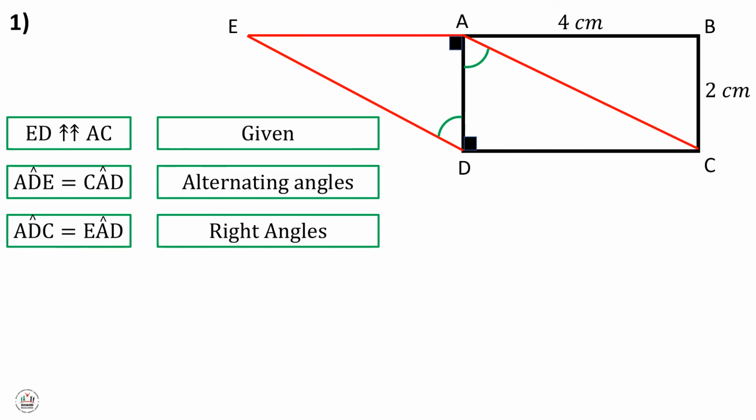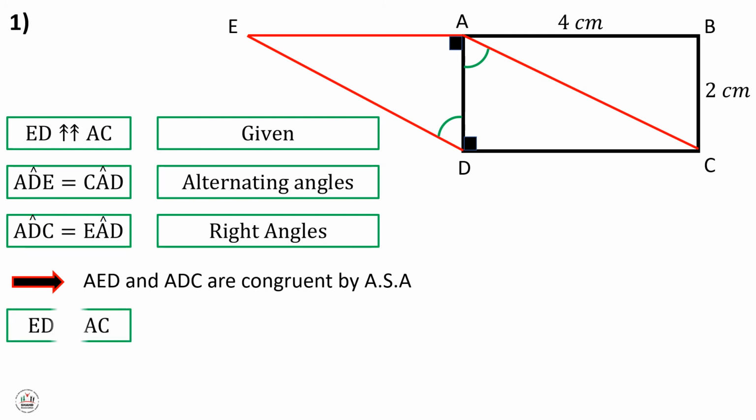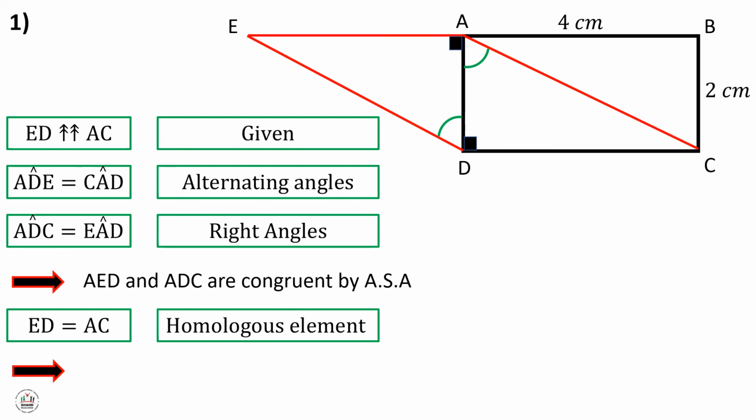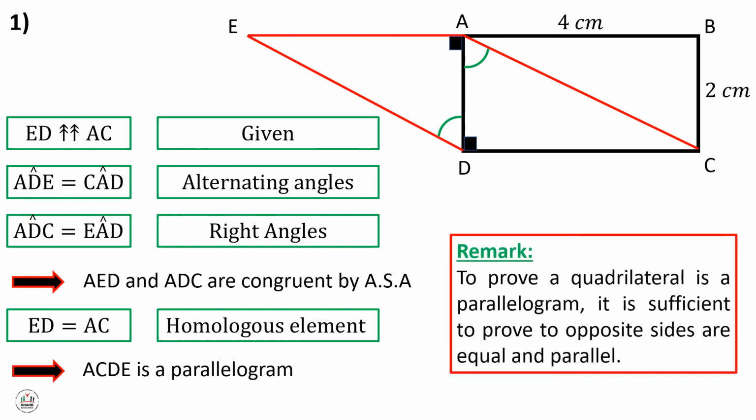And AD is a common side between the two triangles. So we can say that AED and ADC are congruent triangles by angle, side, angle. Now we can say that ED equal to AC, they are homologous elements. Then we can conclude that ACDE is a parallelogram. So here we have a remark. To prove a quadrilateral is a parallelogram, it's sufficient to prove two opposite sides are equal and parallel.